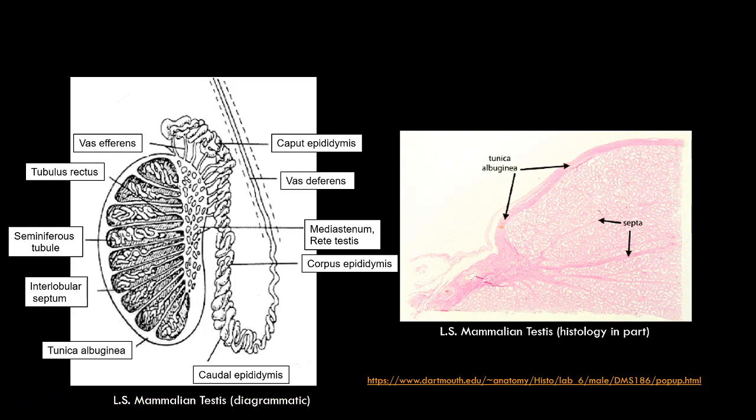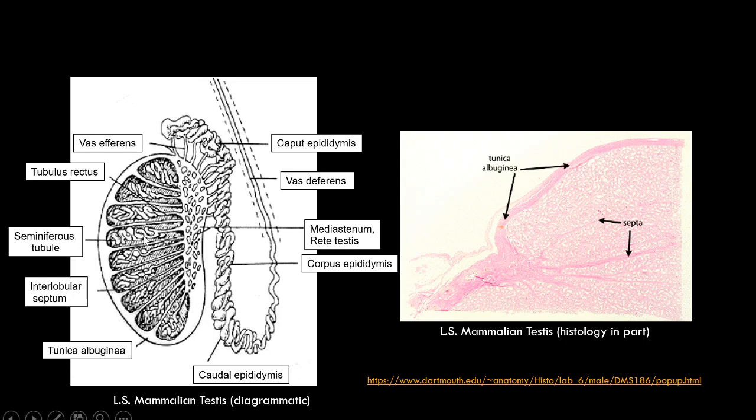Now this is the diagrammatic representation of longitudinal section of mammalian testes. You can see here the testes is covered by a layer of tunica albuginea and on the outside by parietal peritoneum. The testis is divided by these septa, which are called the interlobular septum, into lobules, and each lobule or section contains coiled structures called the seminiferous tubules.